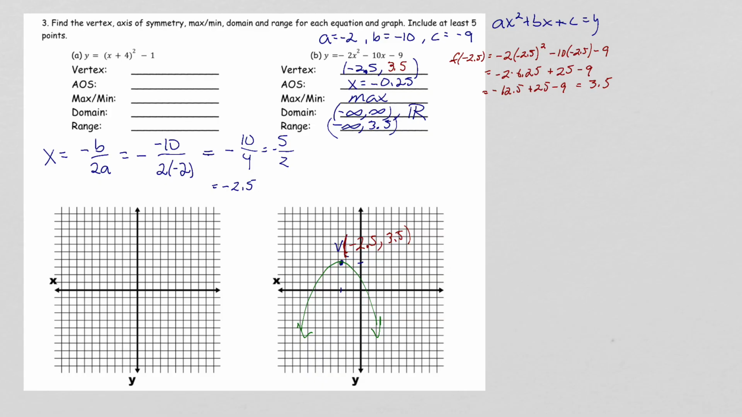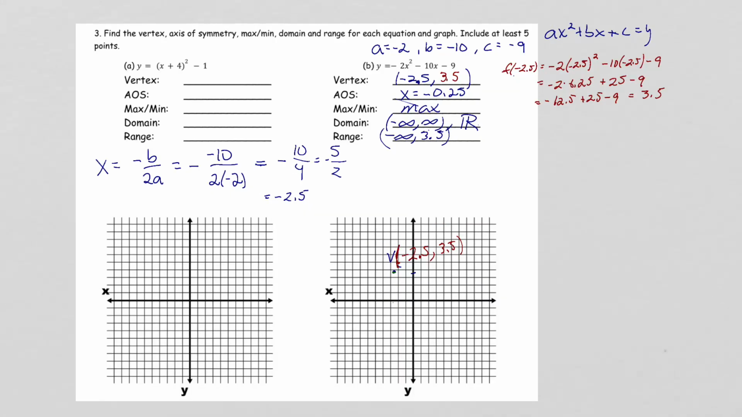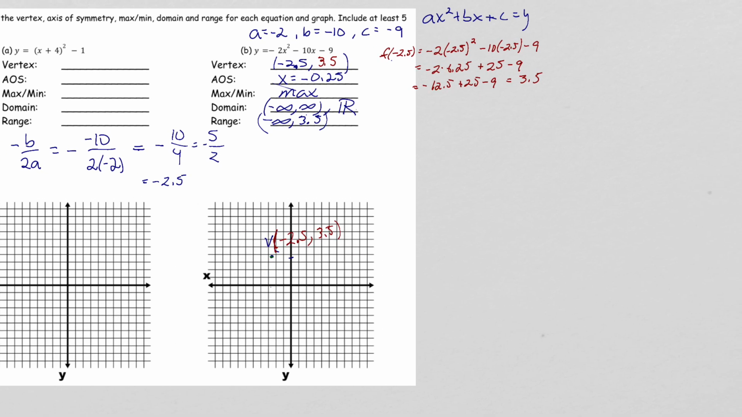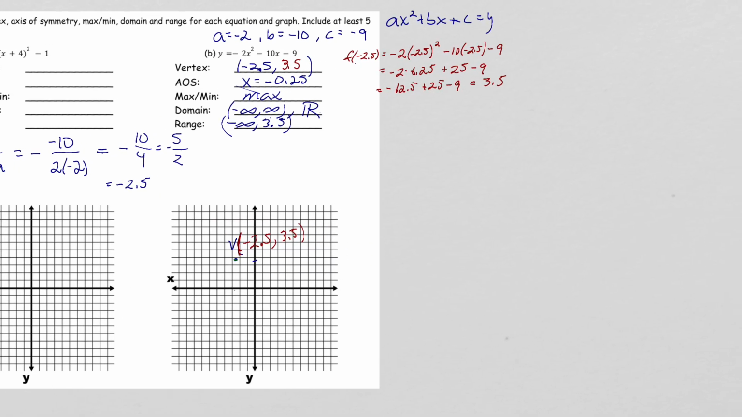And now I'm going to erase that green thing that I drew, and we're going to fill it in more accurately. So the last thing that it asks us to do is to include at least 5 points. I erased that green one. We need to accurately put in what this parabola looks like. So what we need to do is figure out some values. The easiest way, I think, to do this is to make a little table of values. And I'm going to make my x's. I'm going to say y equals negative 2x squared minus 10x minus 9.